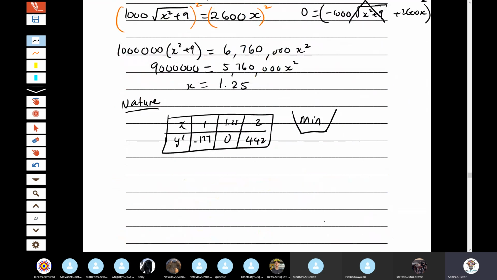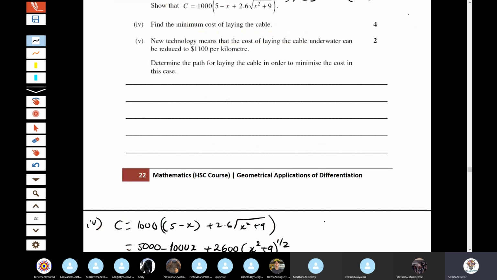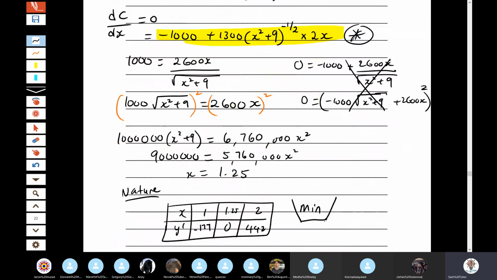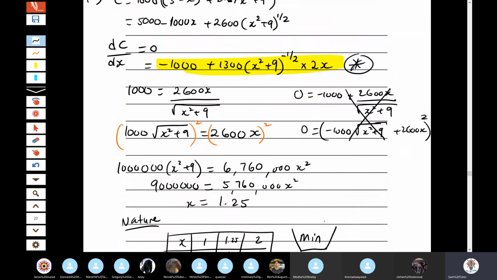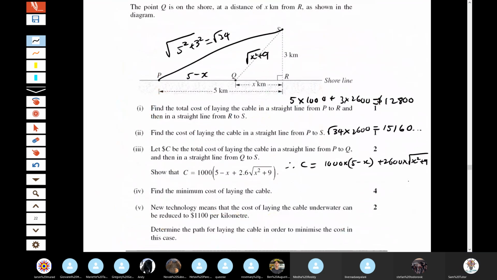And what do we do now? Once you've done, answer the question. Did you answer it? Have you found the minimum cost? Yes, we have. No, you haven't. You found X. Let's just make sure. You found that as long as X is 1.25, you will get the minimum cost. That's what you found. Good.